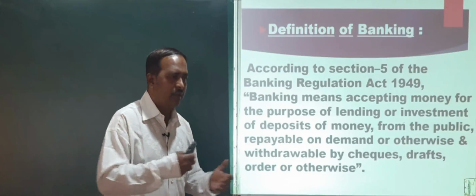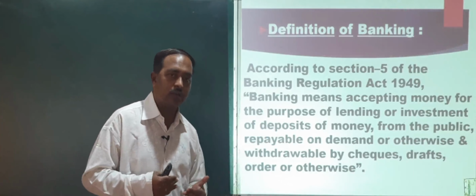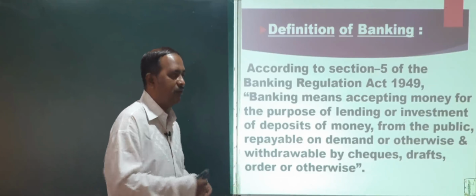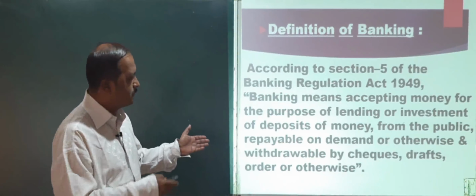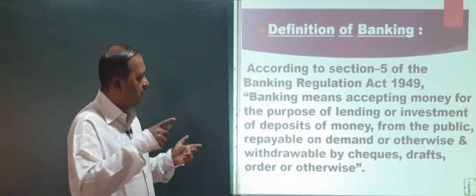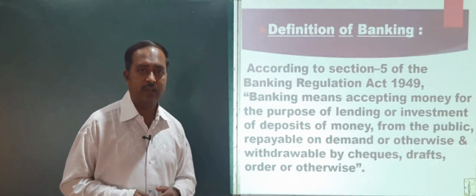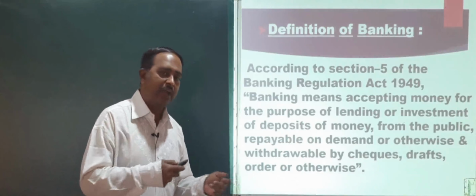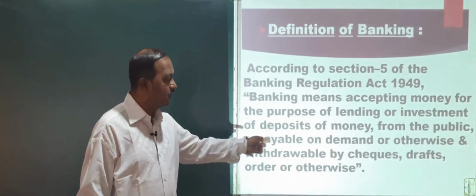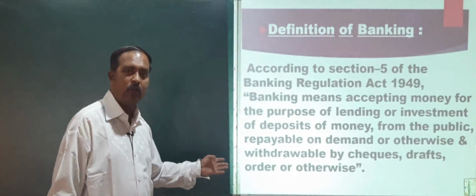So in the sense, the banks are accepting deposits from the general public, and whatever deposits are accepted by the bank, they utilize for lending and advancing to needy persons. The people who have deposited money in the banks can get it repaid on demand. So when the demand comes from the depositors, the bank has to provide that money. By which means will that money be provided? It is withdrawable by check, by draft, and by order or otherwise.